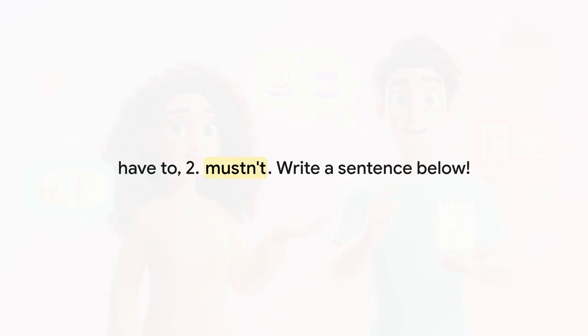Now, let's test your real-world skills before you go. What is one strict rule you mustn't break in your home country? Write a sentence using mustn't in the comments below so I can see.